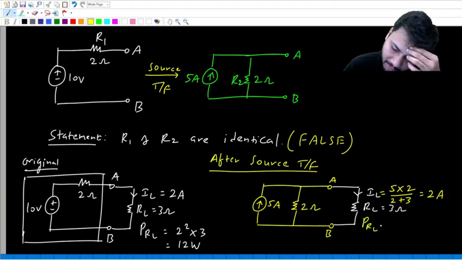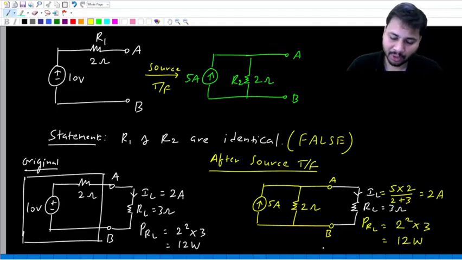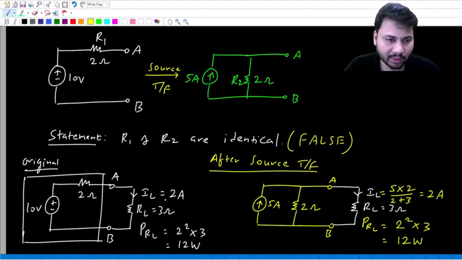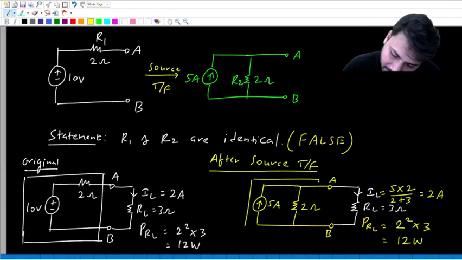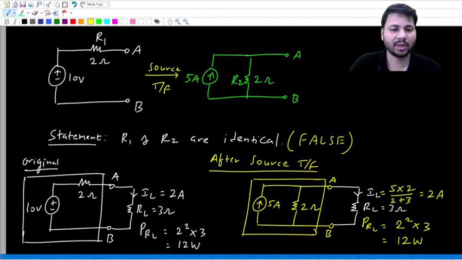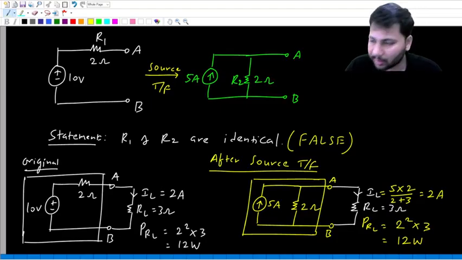So what is the power delivered to the load? Again it is I square into R, which is 2 square into 3, the same 12 watts. So in both the cases, for the load resistance, the current and the power are the same. That means from the load point of view, the white color box is the same as the yellow color box. This is source transformation. So this is something we already know.